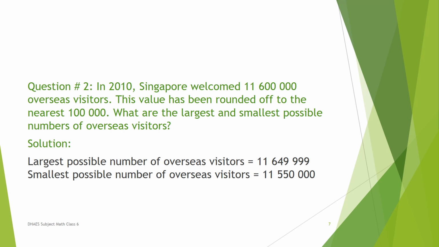And the smallest possible number of overseas visitors is 11,550,000, because when we round off this number, then we get 11,600,000. So we write it as the smallest possible number and the largest possible number, because in the largest possible number, if we increase any one value, then we get 11,700,000. In the smallest possible visitor number, if we decrease any one value, then we get 11,500,000. So this is the way to write the smallest possible number and the largest possible number.